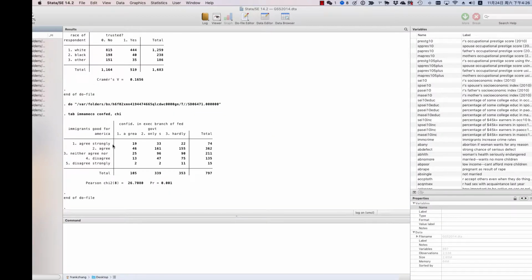You see that there are 5 categories which can be meaningfully sorted in this manner from strongly agree to strongly disagree for a variable IMMAMECO, which means immigrants are good for America. Another variable, confidence in the executive branch of the federal government, contains 3 levels from a great deal to hardly any. So this one is also an orderable discrete variable.